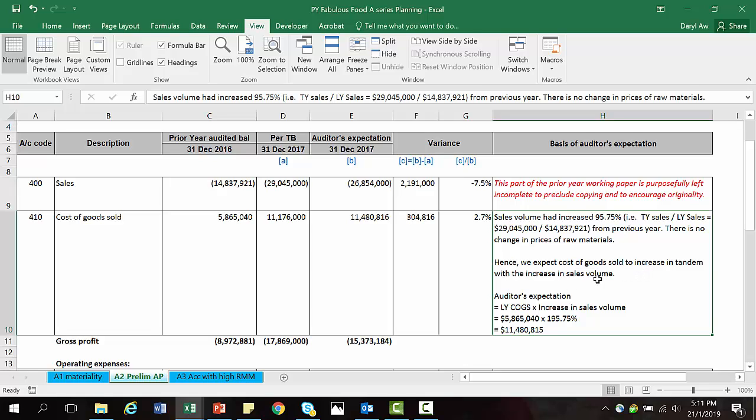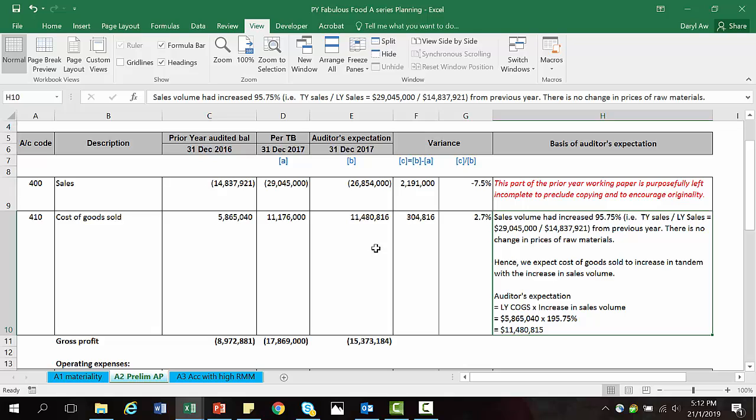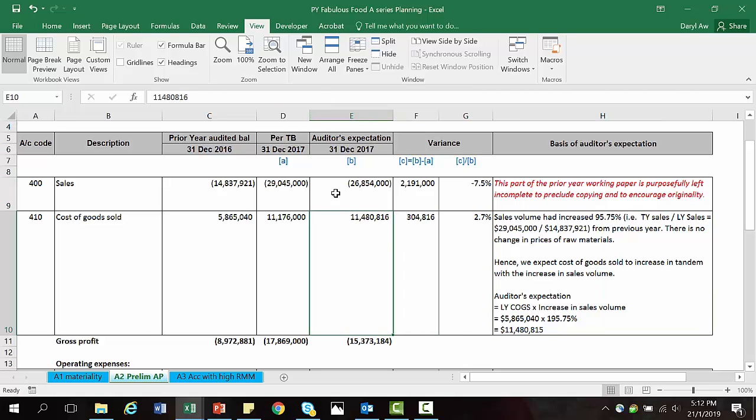So how do I know what is the increase in sales volume? Here is my working. I have worked it out that the sales volume has increased by 95.75%. This is just one suggested way of calculating your cost of goods sold. There are many other ways to determine a reasonable increase in the sales volume. So if I take last year's cost of goods sold, which is 5,865,040, times the increase in sales volume, so it's increased by 95%, then I will expect this year's cost of goods sold to be 1,140,815. So when I put in my auditor's expectation, here it should be 1,140,815.